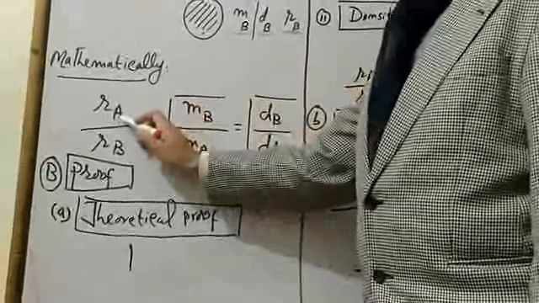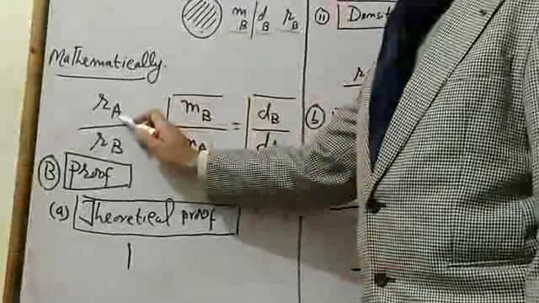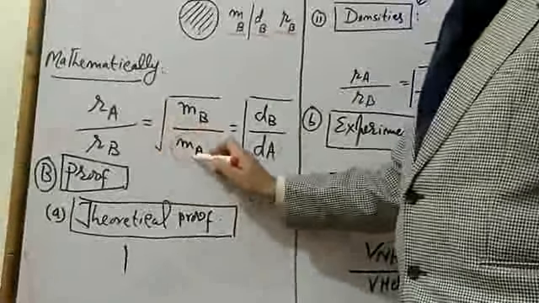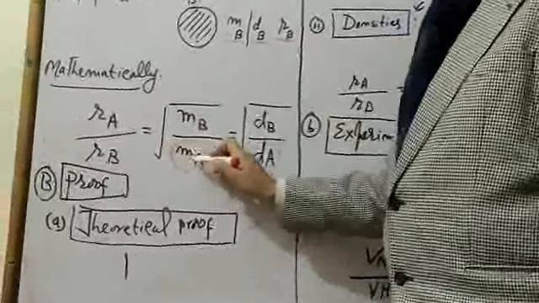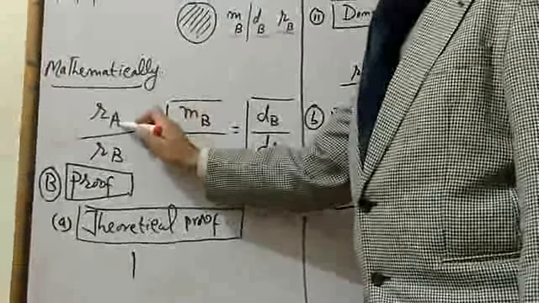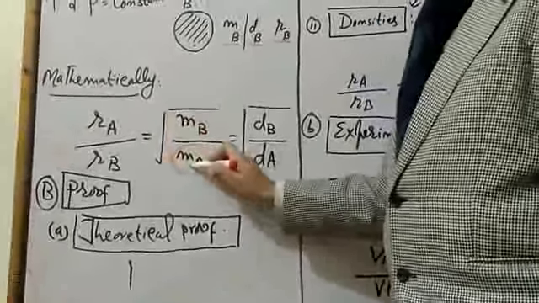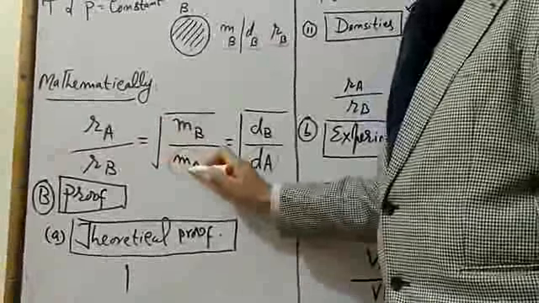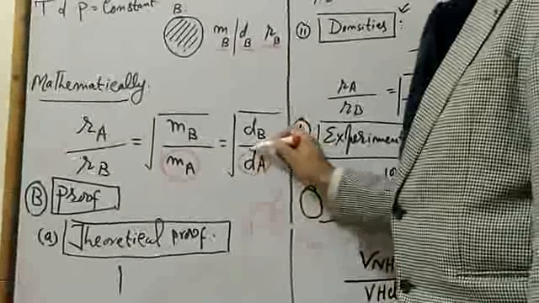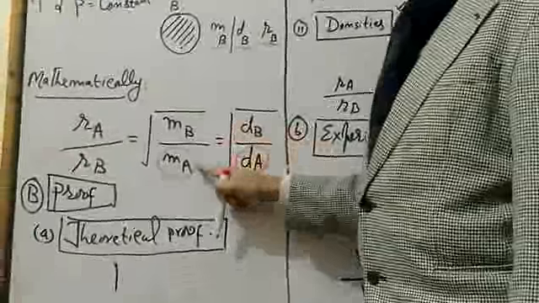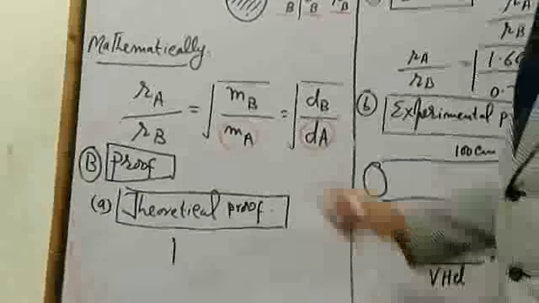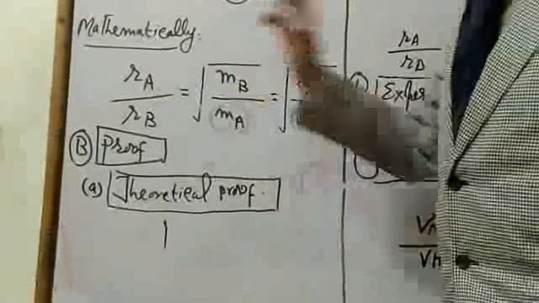So instead of mass, you can write density as well. The rate of diffusion of a single gas is inversely proportional to the square root of the molecular mass of that gas, or inversely proportional to the square root of the density of that gas. I have stated this law for a single gas, and that single gas is, let's say, A.